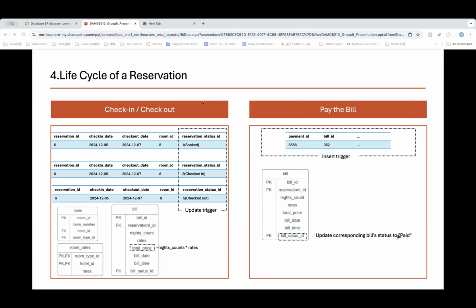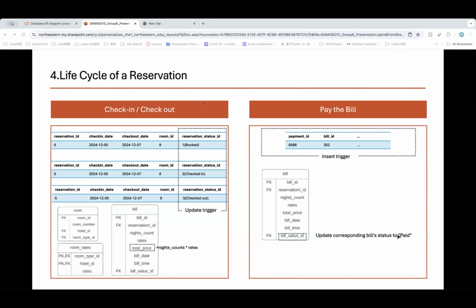To calculate the bill, we'll retrieve the hotel ID and room type ID, use the room ID, and find the room rates for this particular room, and calculate the night count using the check-in date and check-out date. And finally, the total price column will be a calculated column equal to night count times room rate. When the bill is generated, its status will default to unpaid. Once the user pays the bill, which means inserting a new record into the payment table, the system will update the corresponding bill status to paid. This is a simple walkthrough of our reservation management process.